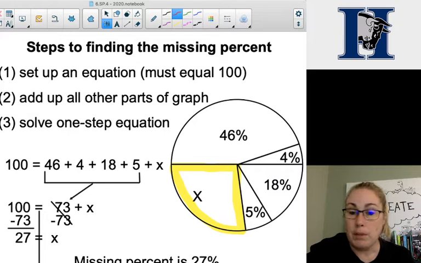So there's a couple different strategies you can use to figure that out. We can add them all up and then subtract from 100, or we can start with 100 and subtract each piece as we go. Whatever we're left with will then tell us the missing percent. And in this problem, that is 27%.